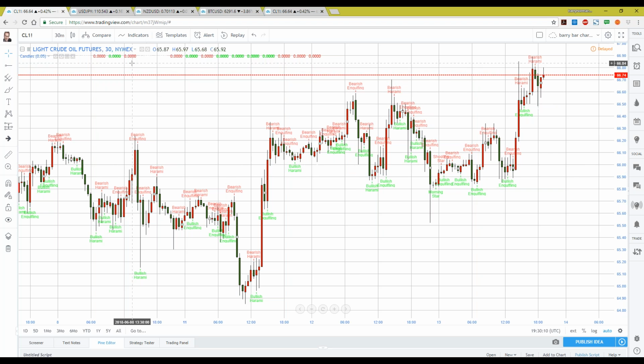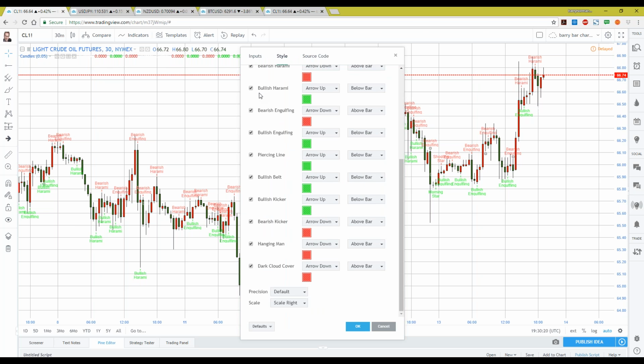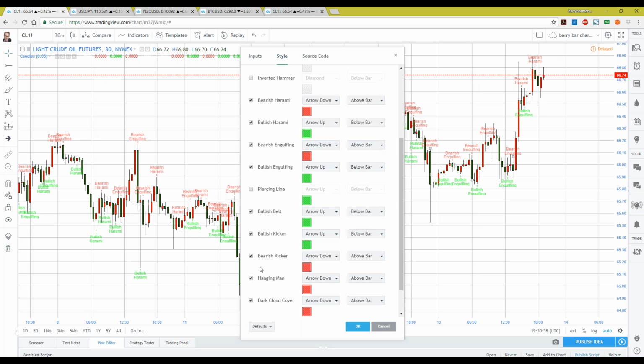Well, first of all, it's giving me way too much information. So I can go over and I can format that. So as you can see, I've got to select first the different patterns I'm looking for. So we don't care about evening star, morning star, shooting star. I don't want to see hammer. I don't want to see inverted hammer. I'll leave a harami on there. Bearish engulfing, but I don't want to see a piercing candle. I don't want to see any of this because it's just too much stuff on my charts. Do we want to see a hanging man? We don't want to see a dark cloud.